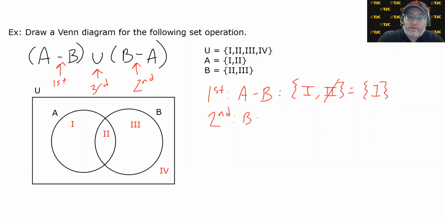Our second set operation that we're going to build on is the second set difference, B minus A, and we'll walk through this one a little bit faster. Set B contains regions 2 and 3.